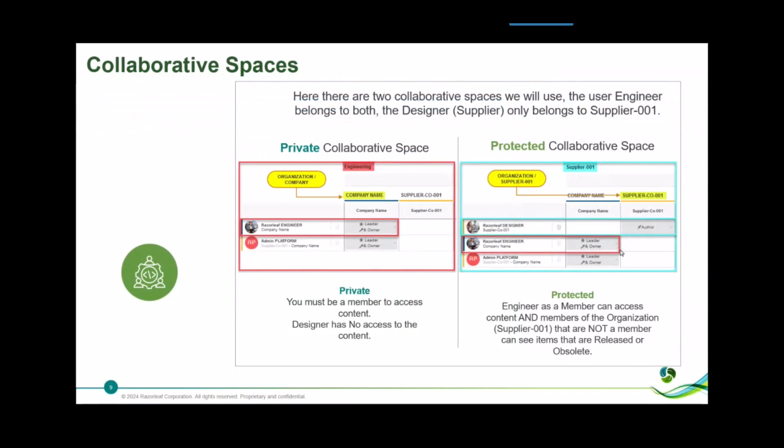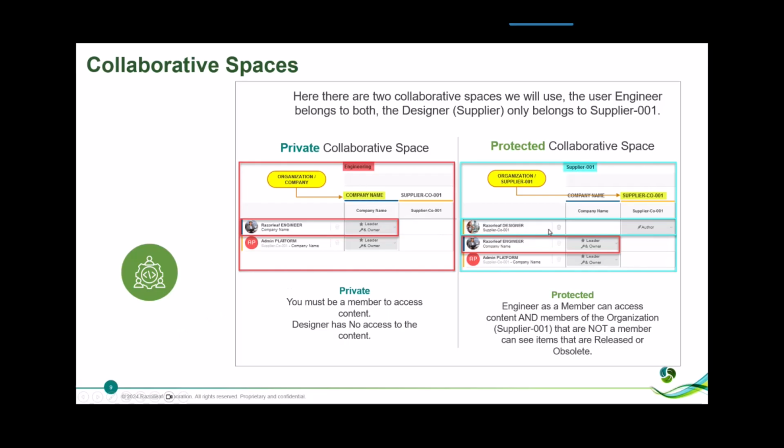So here are the 2 collaborative spaces we'll use. Engineer belongs to both. As you can see on the left, you have engineer here, and on the right, you also have engineer here. This is done because as the engineer, the content that's created in this collaborative space, I want to be able to share. In order to do that, I have to be able to have access to that collaborative space. So you'll also notice that the designer in the supplier collaborative space has no access to this collaborative space. And the reason is I don't want them to inherit any access to any data that's in this collaborative space whatsoever. Okay. So the supplier has here.